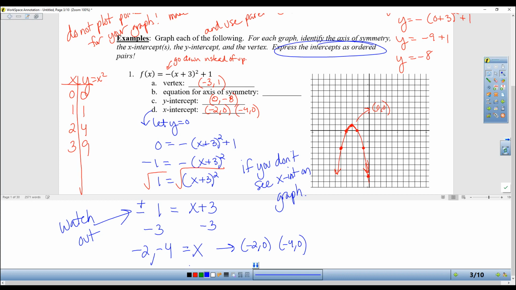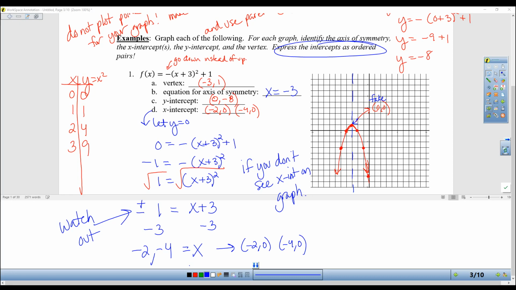Equation for the axis of symmetry. It's always going to be x is equal to, and it's always going to be equal to the x-coordinate of the vertex. So x is equal to -3. And I should just label this. This is my fake 0, 0 right here. That's how I made the graph.